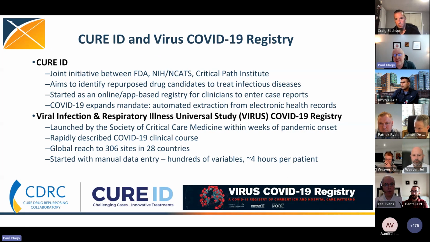And this registry started like any other registry. This was a great initiative that was launched by the NIH and the FDA. They invested $9 million to help identify repurposed drug candidates to treat infectious diseases.